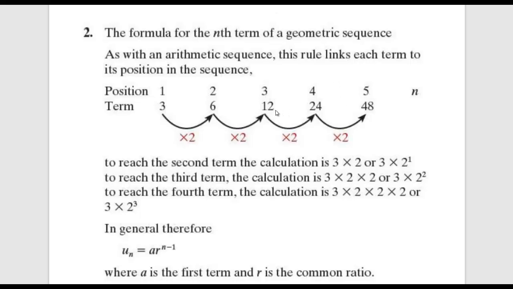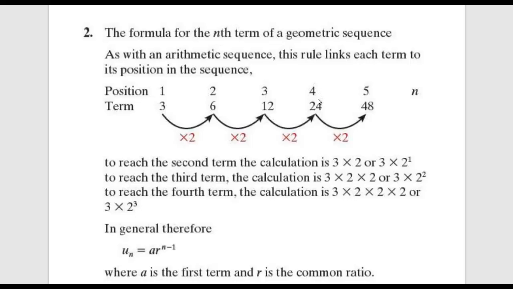And you can observe the third term, which is 12, we obtain by multiplying the first term 2 times by 2. That is 3 multiplied by 2 into 2, that is 3 into 2 raised to power 2. And the fourth term, 24, is obtained by multiplying the first term 3 times by 2. 3 multiplied by 2, multiplied by 2, multiplied by 2. Or we can write it like this, 3 into 2 power 3.